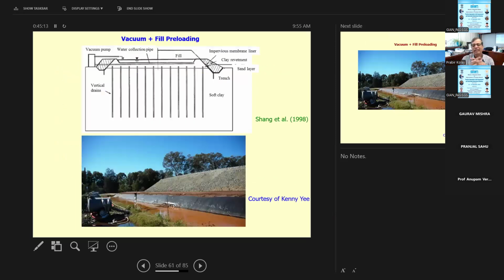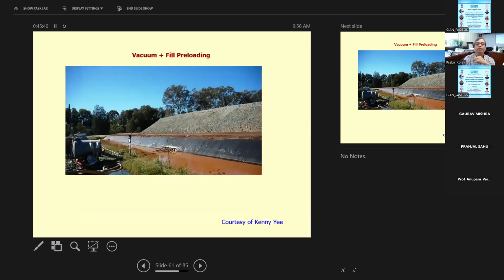So again, this is the example of, as I mentioned, the vacuum and preloading. Obviously over here, we can use both the fill load plus the vacuum. So over here, you see the vacuum. There is a geotextile, geomembrane over here, and we apply vacuum over there. So we can combine these two methods together, and then also use the vertical drain to remove the water.